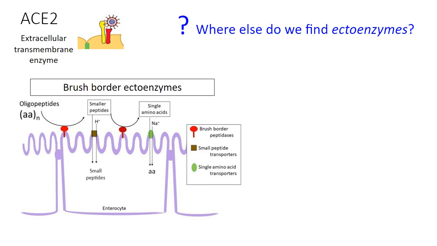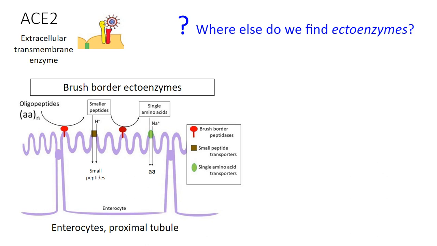So I think this is probably the most common place we teach ectoenzymes consciously, but it turns out many of the same peptidases are found in the proximal tubule brush border, and this is how filtered peptides get reabsorbed through the proximal tubule and don't end up in the urine.